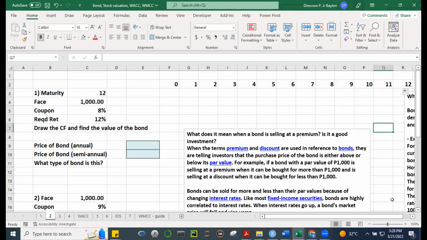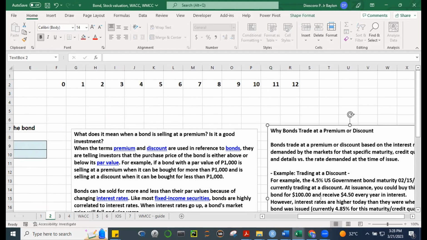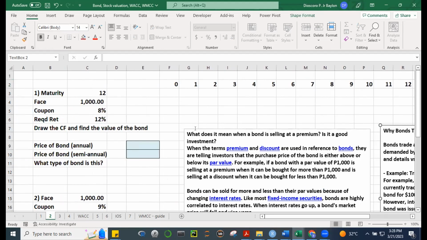Okay, that's the timeline. So what are the cash flows involved, class? What are the cash flows involved? You have how much? How much are you getting? Class? Okay.